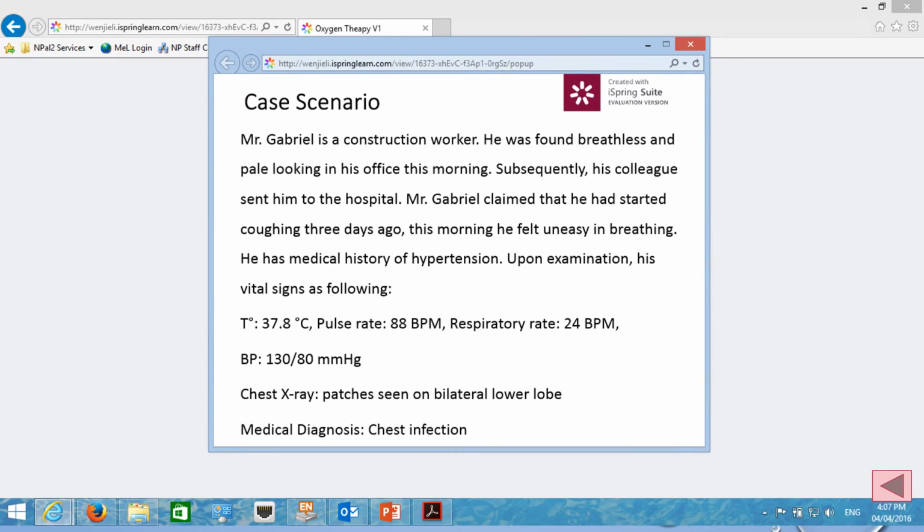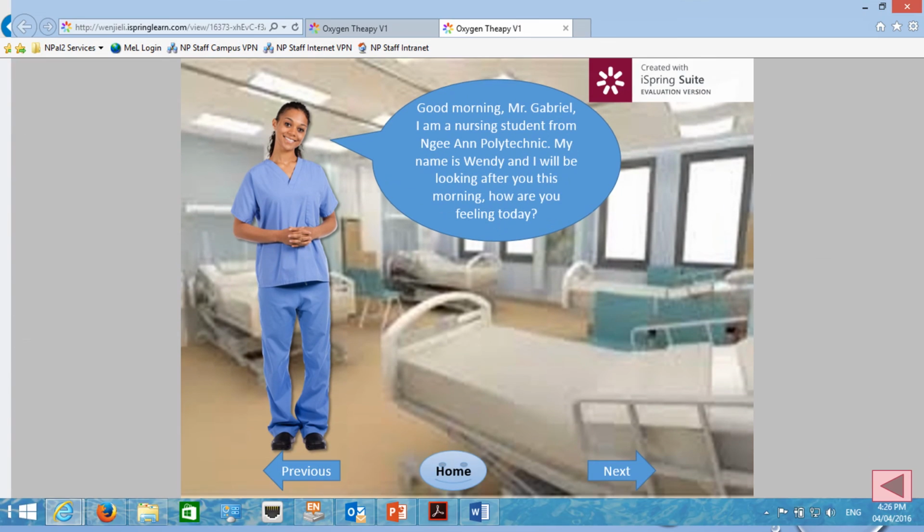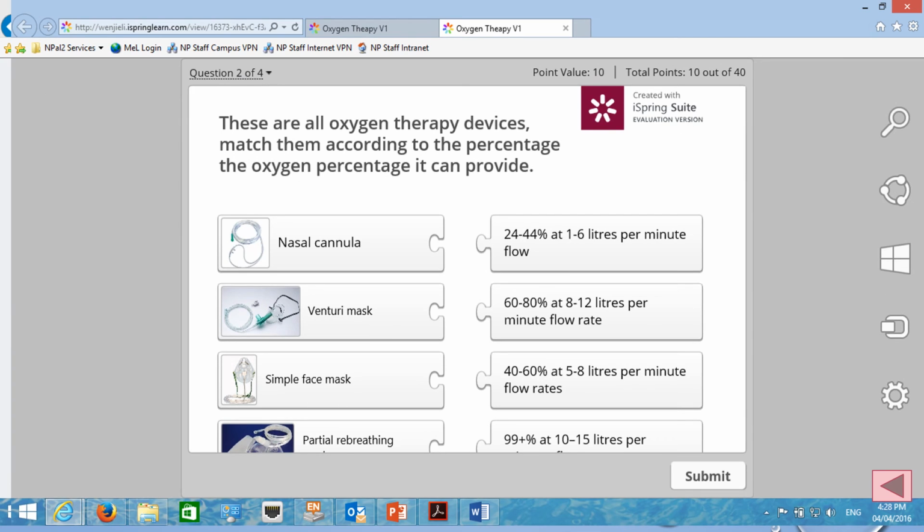This is the e-game I created for oxygen therapy. The e-game will give students a simulated clinical environment, which is scenario-based. So students will be able to practice to see how oxygen therapy is administered to the patient in clinical. So the students will be able to see the nurse and patient conversation, and the quiz is also integrated with the games.